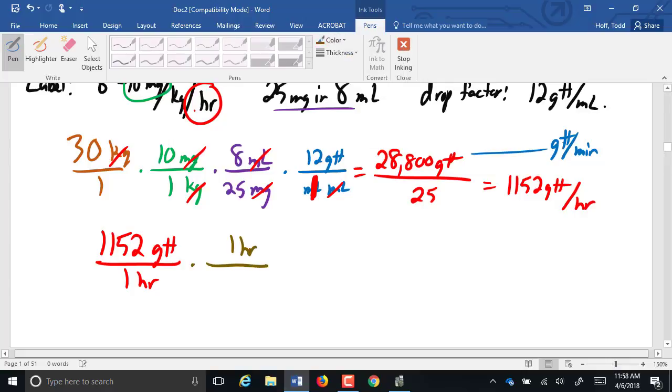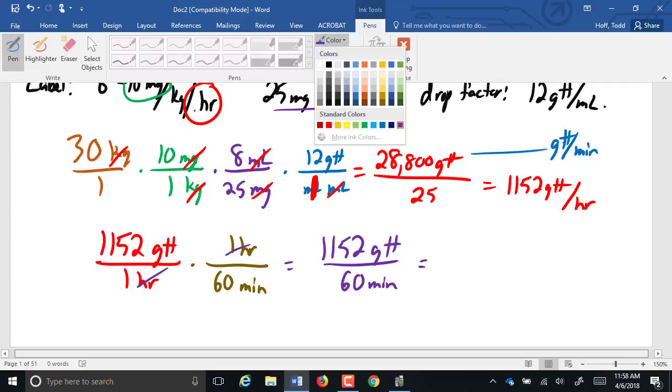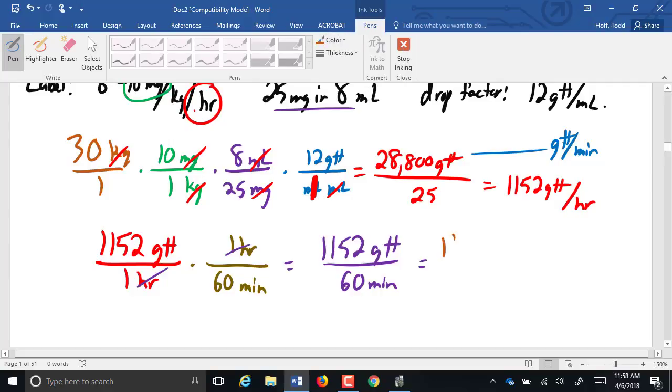So the hour is going to go on top, going into 60 minutes. Our hours cancel out. 1,152 drops over 60 minutes. We divide that by 60. Gives us 19.2 drops per minute. That's the maximum.